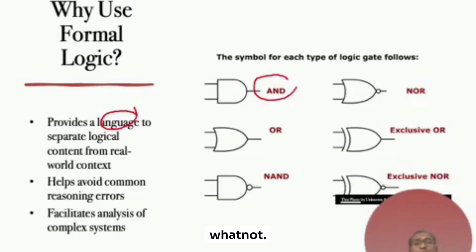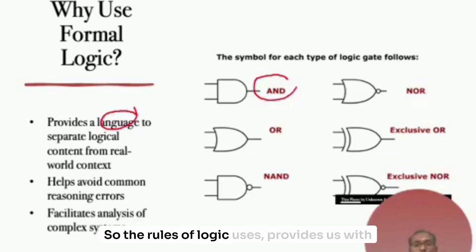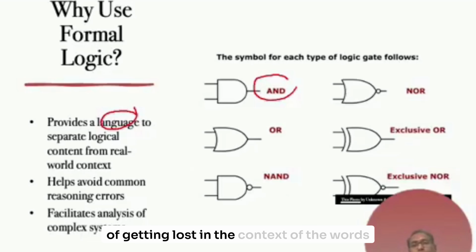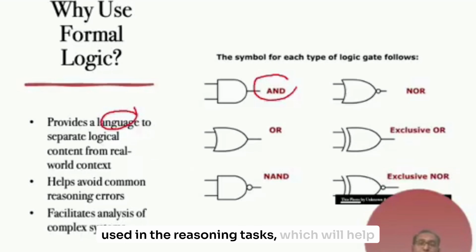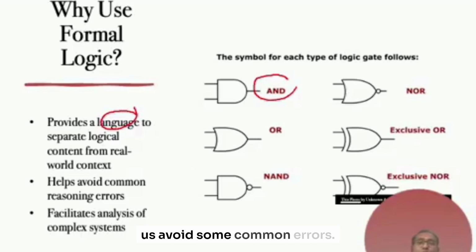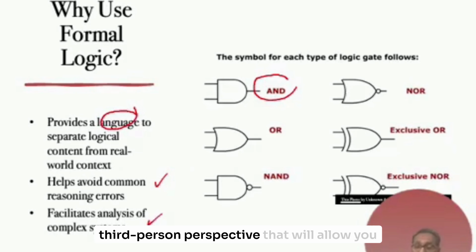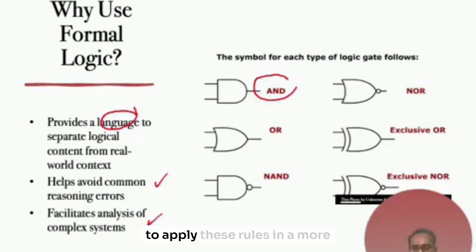So the rules of logic provide us with the linguistic tools to overcome the biases that we experience of getting lost in the context of the words used in the reasoning tasks, which will help us avoid some common errors. It also helps us view the reasoning problems in a more unbiased third-person perspective that will allow you to apply these rules in a more objective way.